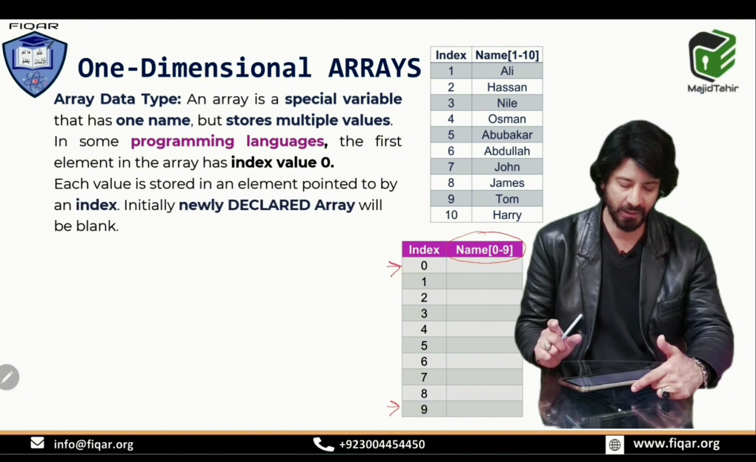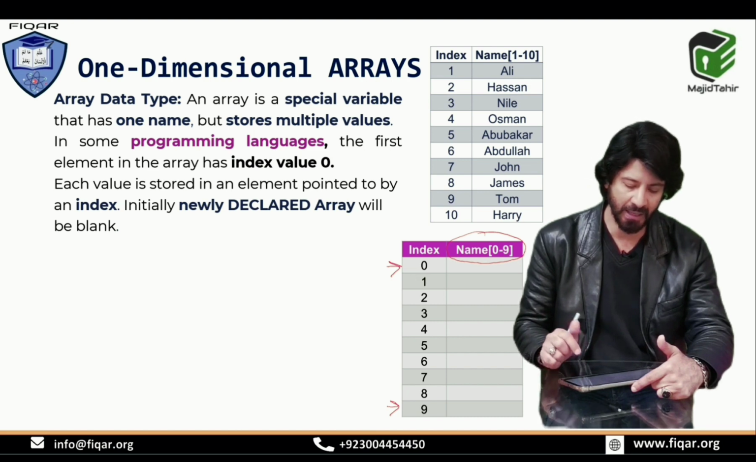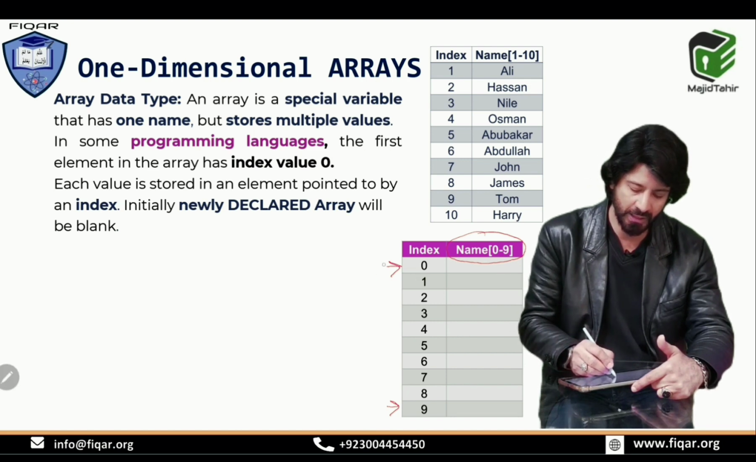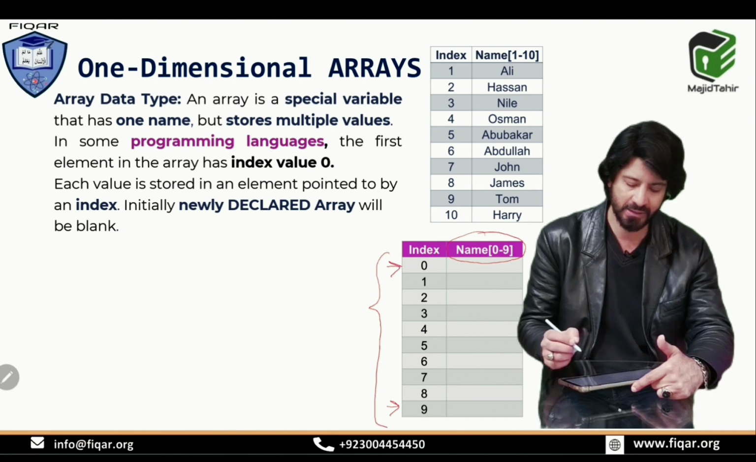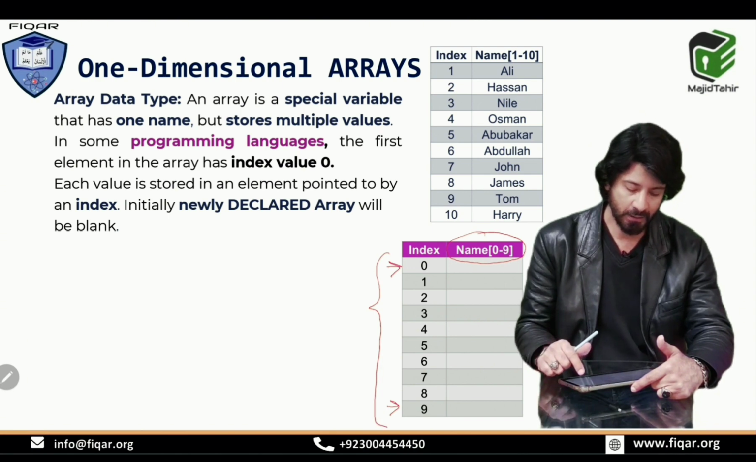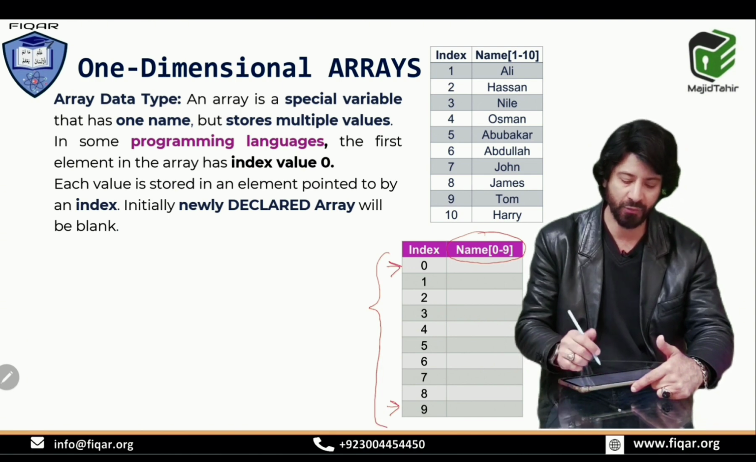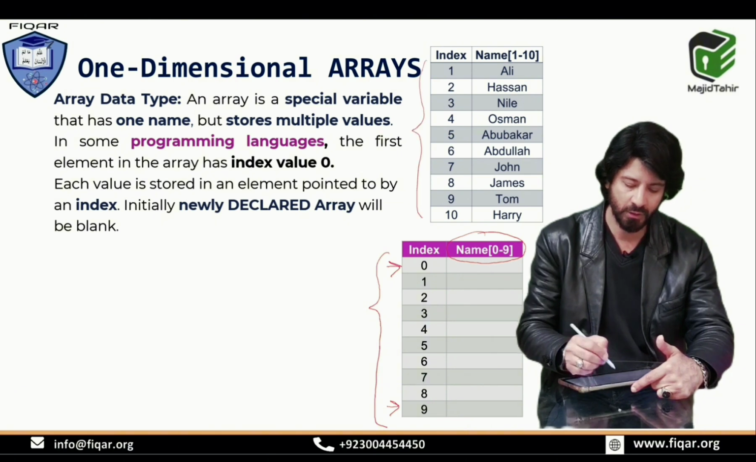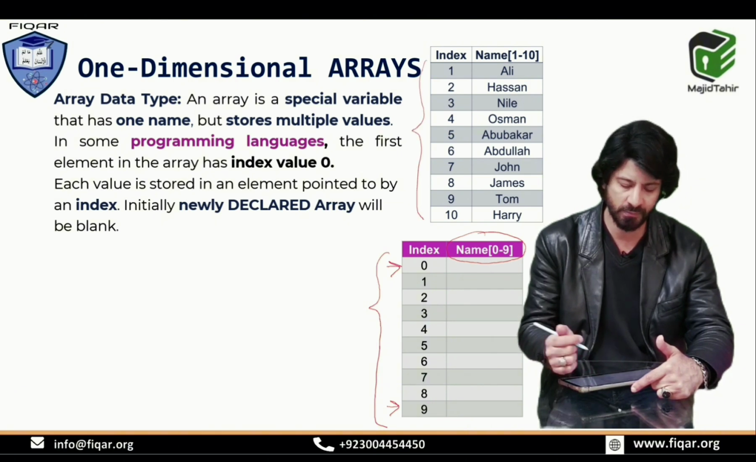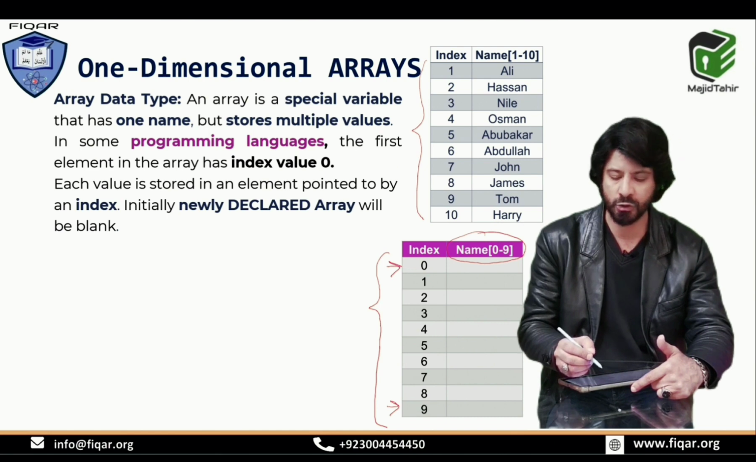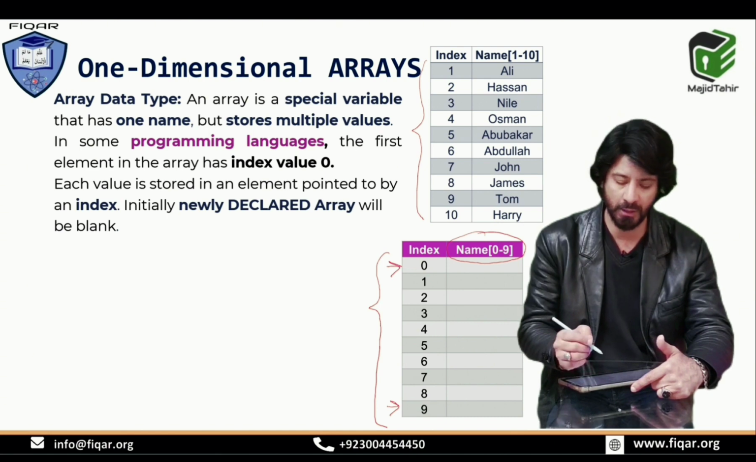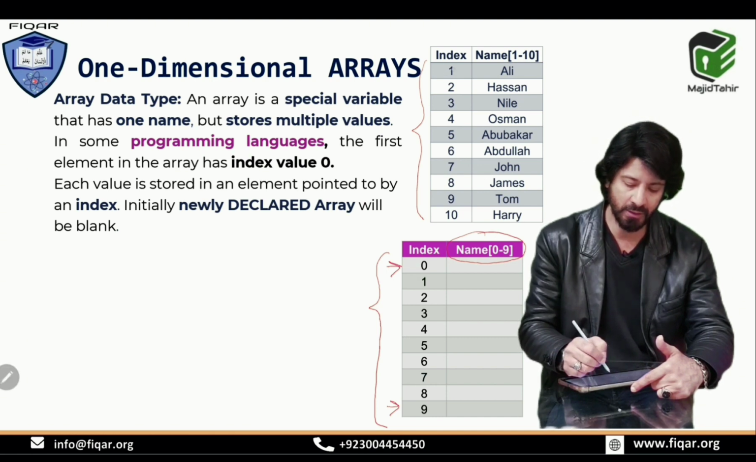Each value of an element is pointed to by an index. A newly declared array will be a blank array. For example, this one that you're looking at is a newly declared, blank array. The names that you're looking at right now are just for reference. Normally in pseudocode, we start an index with 1. So if you're declaring 10 names, it is going to be 1 to 10.